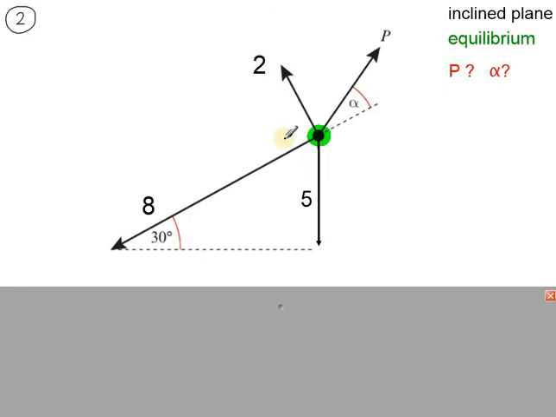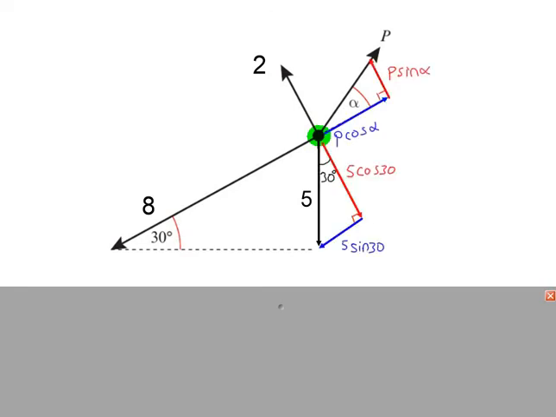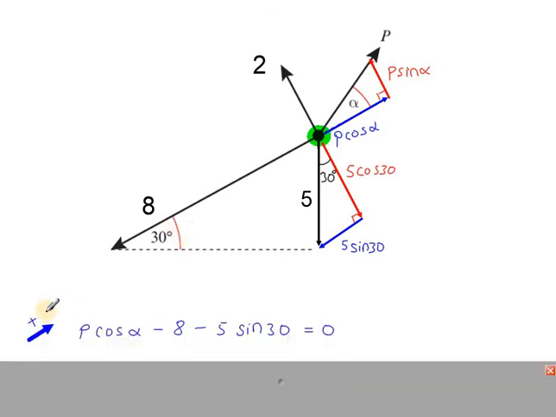Resolving forces parallel to the incline and perpendicular to the incline. So we have P cos alpha, P sin alpha, 5 cos 30 and 5 sin 30, where this angle is the same as the angle of the incline. Resolving parallel to the incline and taking this as the positive direction, we have P cos alpha minus 8 minus 5 sin 30 equals 0. This is the resultant force.